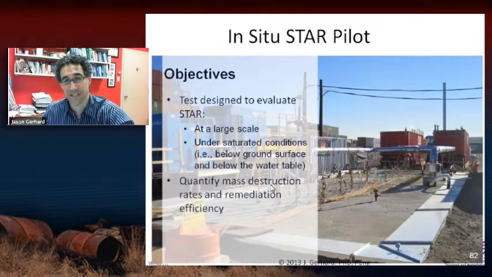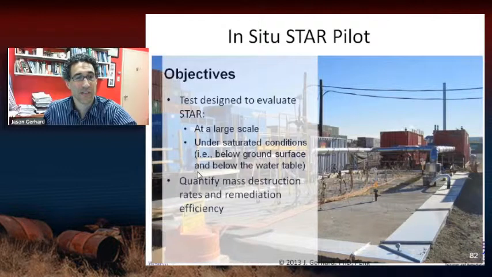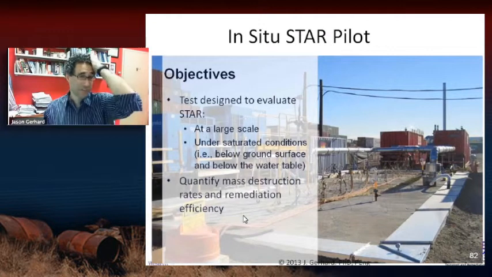So the objective of the pilot testing was really to try STAR for the first time at a large scale, to develop a down well ignition and air delivery system, because obviously we're not going to do it the way we've been doing it in the lab. Also, the water table is very shallow here. So we're now going to be doing STAR for the first time below the groundwater surface, below the water table, to see if STAR was viable. And we really wanted to quantify the mass destruction rate and the remediation efficiency.